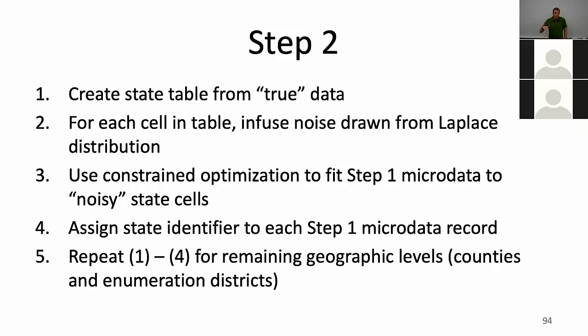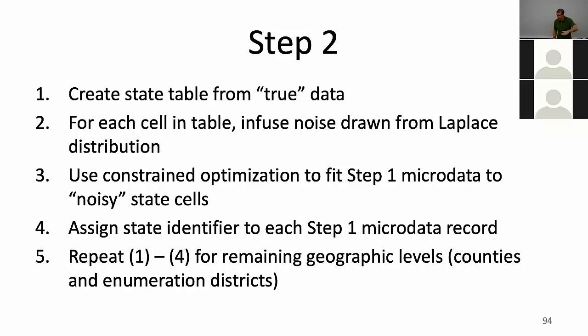They then repeat steps 1 through 4 for the remaining geographic level. So they then move down to the county level, and they create a table from the true data at the county level. And they then infuse noise, and then they run another linear optimization step where they now assign a county identifier to each case in the data set.